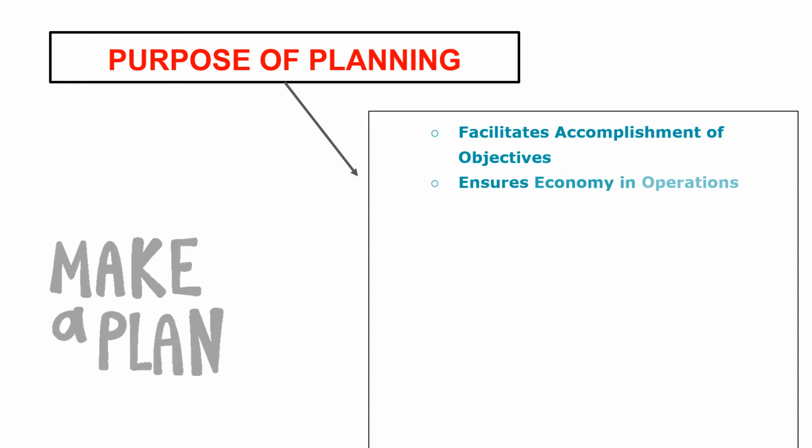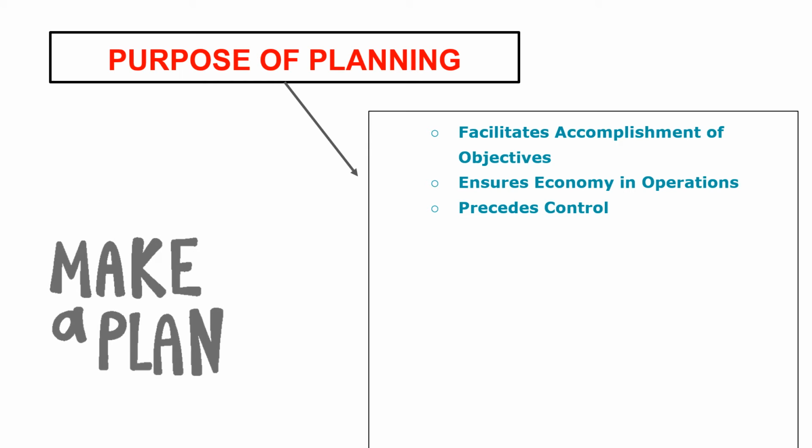The next point here is ensures economy in operations. Since planning emphasizes efficient operation and consistency, it minimizes cost and gains economical operations. The next one here we'll talk about is precedes control.